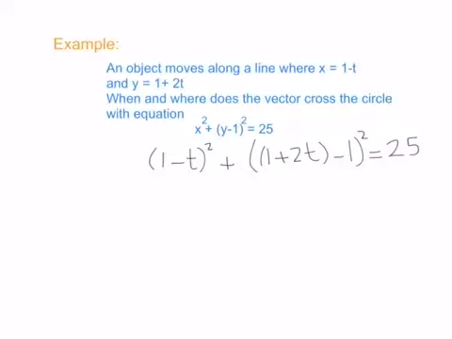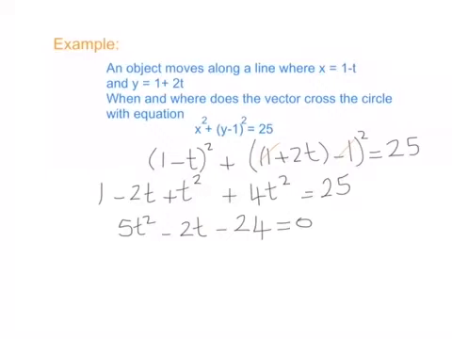Instead of x, I can put 1 minus t, because that's what I have as an equation. Instead of y, I can put 1 plus 2t right here. And I can solve for t. By FOILing the first quantity, I get 1 minus 2t plus t squared, a trinomial. For the second, as you can see, I have 1 and negative 1, so that goes away. So that's 2t squared, or 4t squared, equals 25.